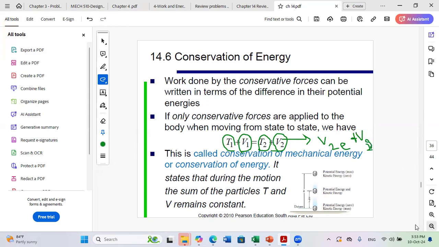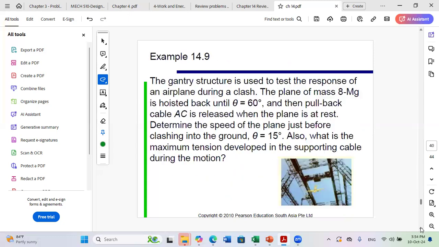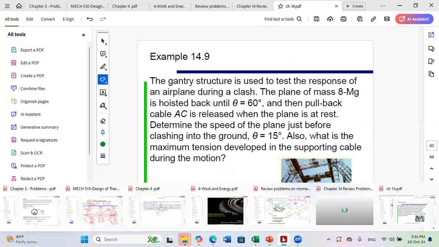So this is in general the main rules of this chapter, okay? And we'll practice more on it with review problems. Any question before we continue?